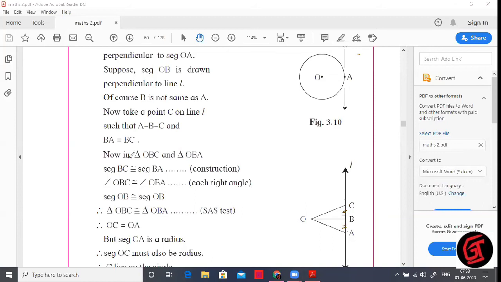Now pay attention. In triangle OBC and OBA, there are two triangles here. BC and BA are equal, yes, by the construction we just did.